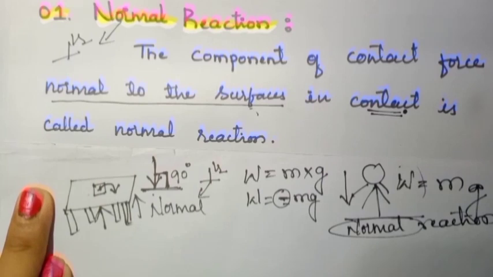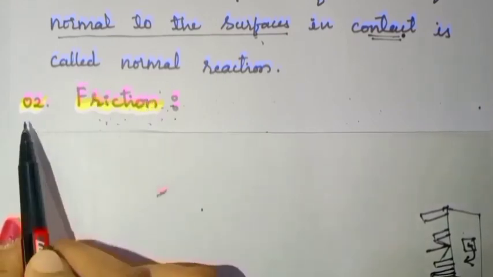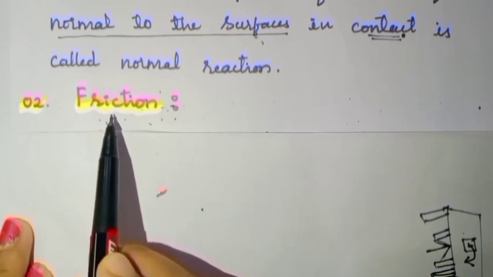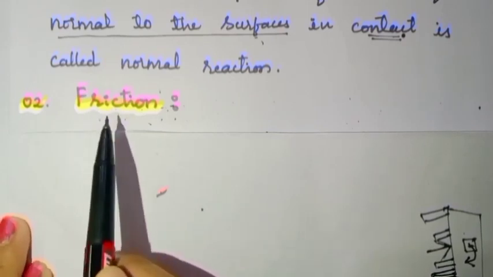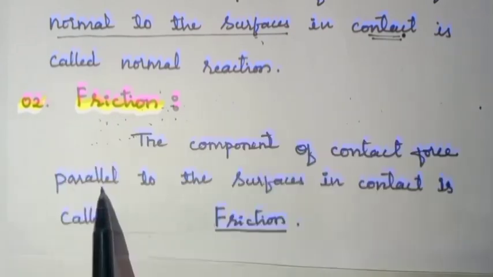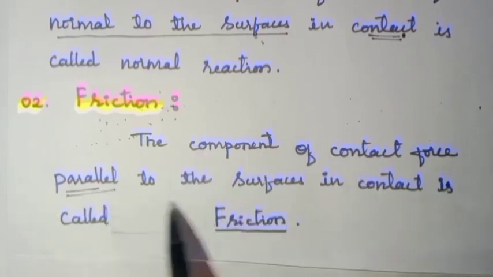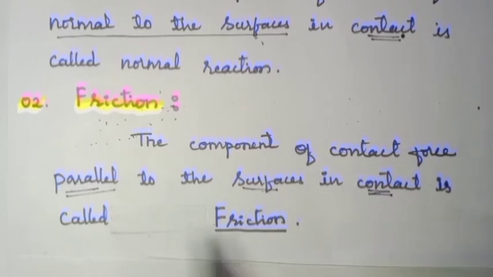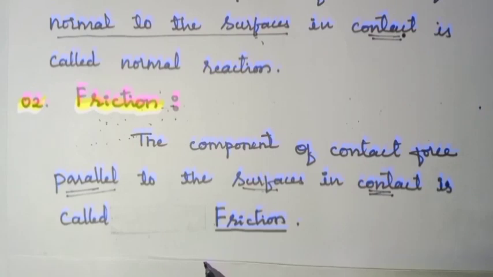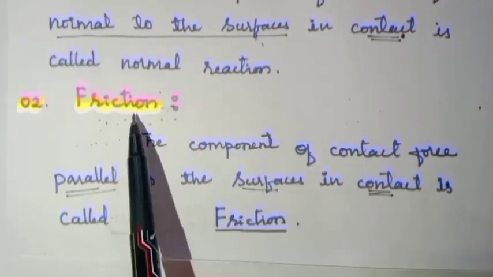So let's go for the next contact force. The next force is frictional force. The second contact force is frictional force, or we can just call it friction. So let's see what is friction. The component of contact force parallel to the surface in contact is called frictional force or friction. If you remember, the normal reaction was normal to the surface, whereas friction is parallel to the surface.